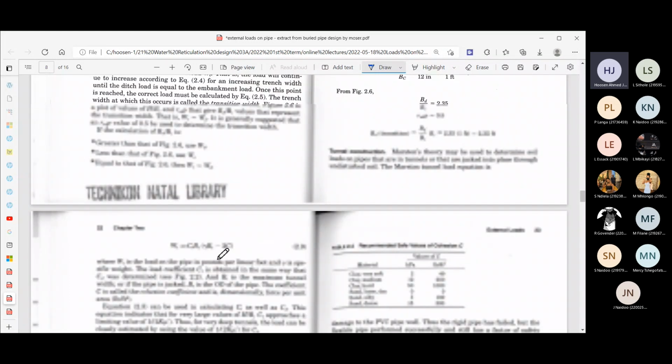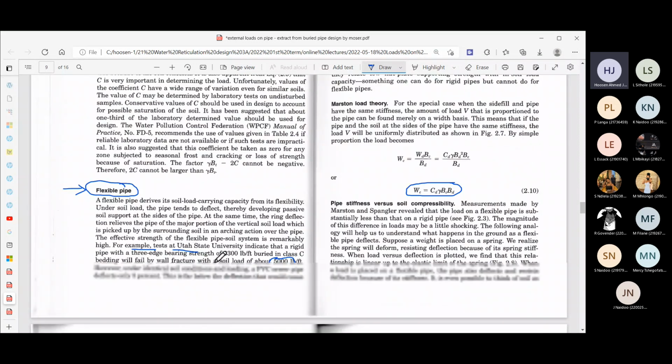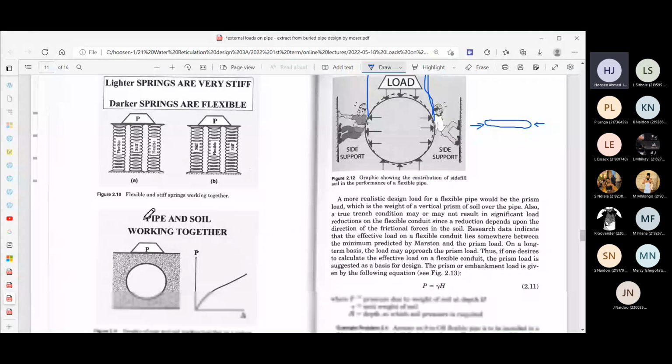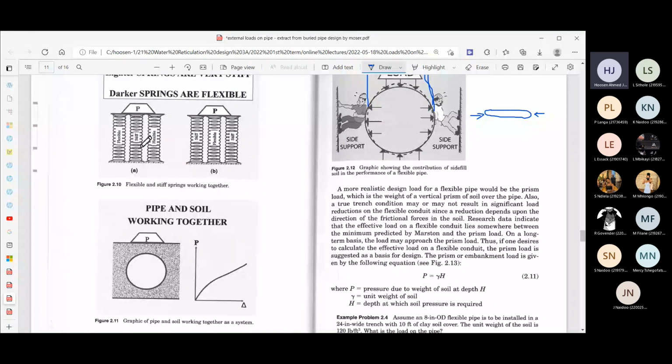If you imagine, for example, the pipe as a spring, but the soil on either side is a softer spring, the pipe will be resisting some load. It will undergo some deflection, but the springs on either side also help to carry some of that soil load. That's the explanation that's been given here. The pipe itself is a stiff spring. The soil on the side of the pipe is a flexible spring. That's what it's been likened to. So those are the three springs over here: the pipe is the middle spring, and then the sides over there.